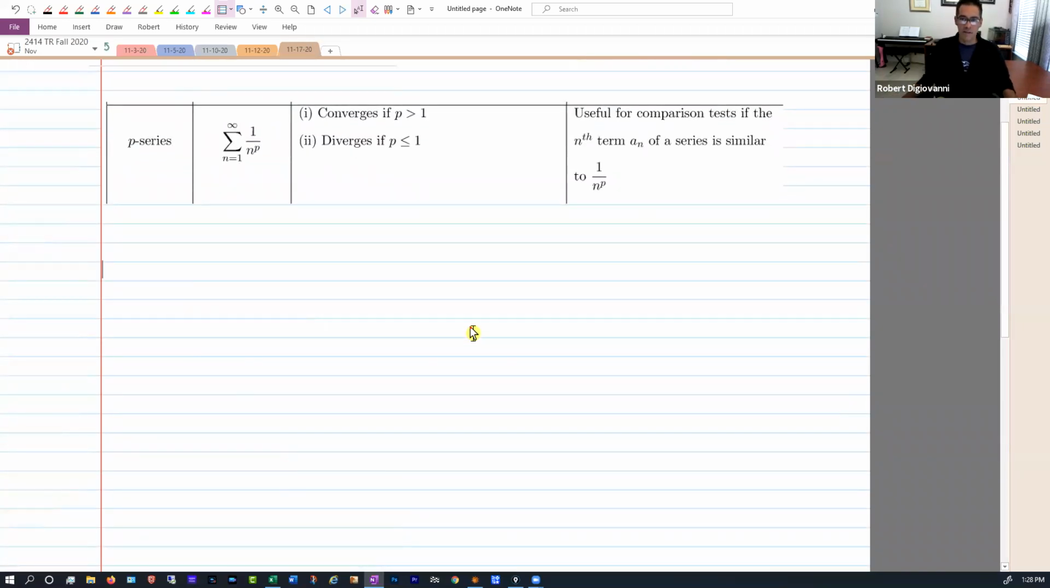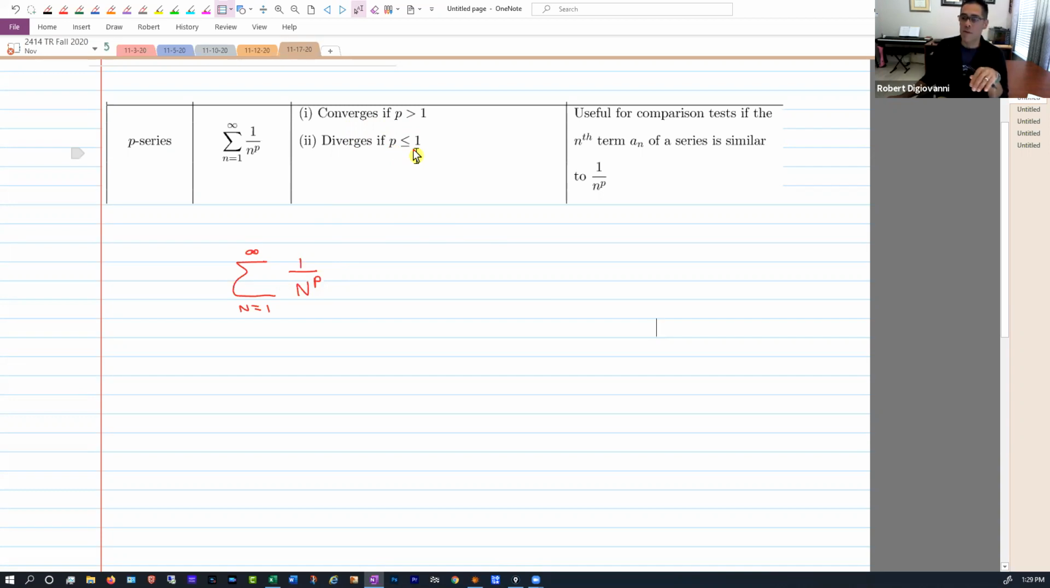Next test. Actually, this isn't even a test. This is actually just a formula, which is really nice. So, p-series. Here's what we have. If we have any series that looks like this, 1 over n raised to p. P stands for power here, like the power on the n. Then look at what it says. This series will converge if p is bigger than 1, and it will diverge if p is less than or equal to 1.